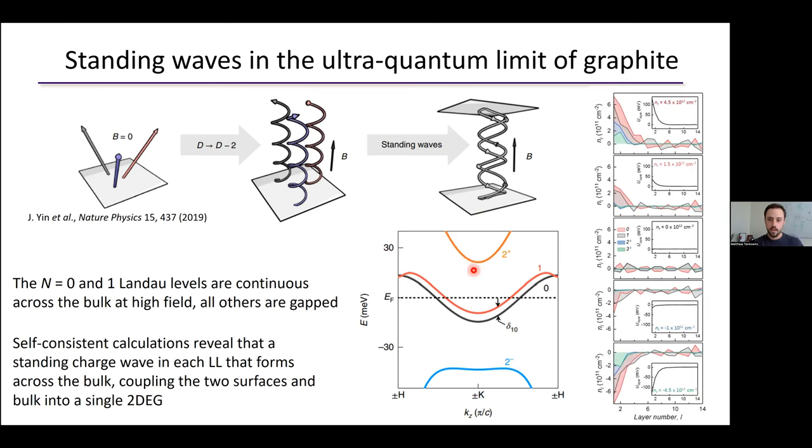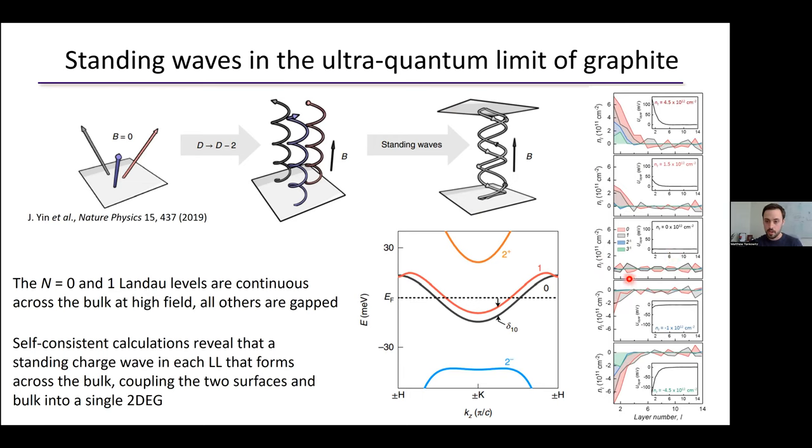So what the Manchester group did is to calculate, using a self-consistent Hartree approximation, how the charge will actually arrange itself as a function of the layer number in the graphite on the horizontal, and the Landau level index shown in the color, for different values of a potential that's applied externally. All right, so this is somewhat of an involved calculation to understand all at once, but let me just try to highlight the most important features.